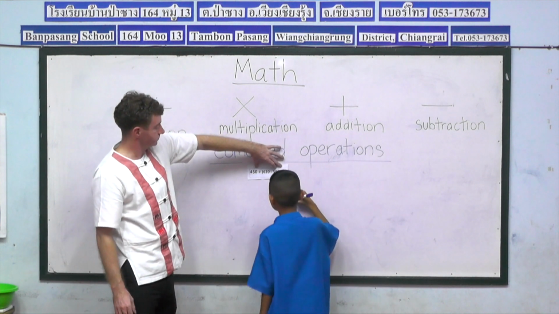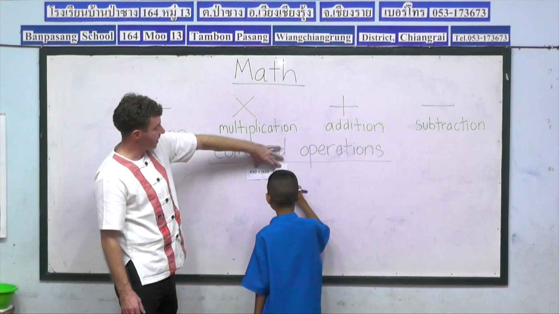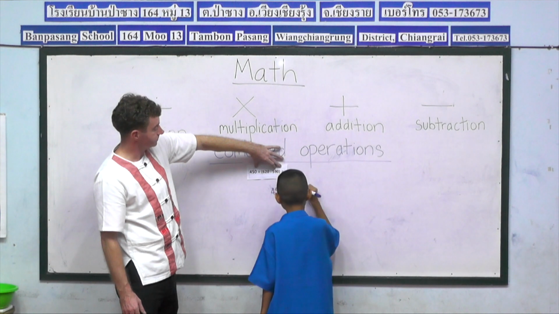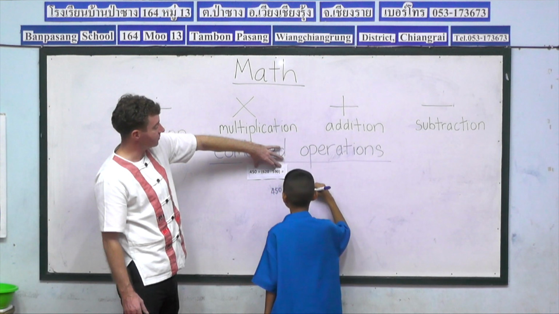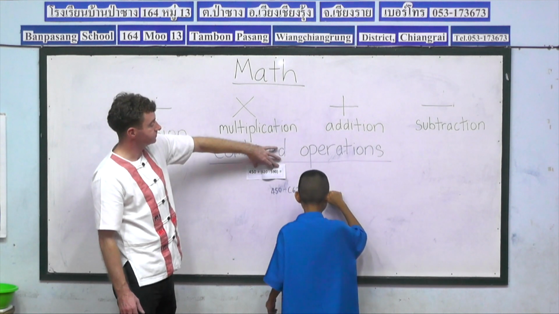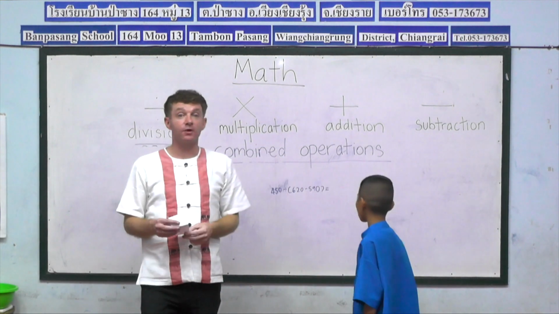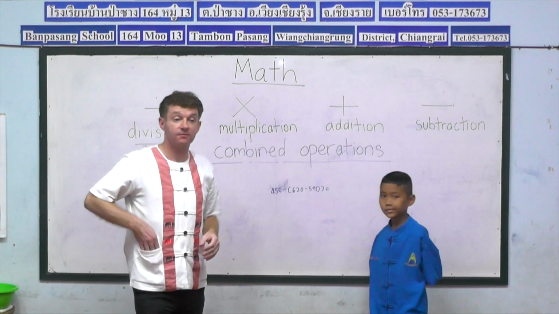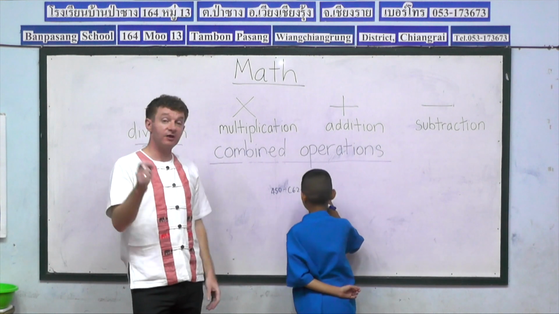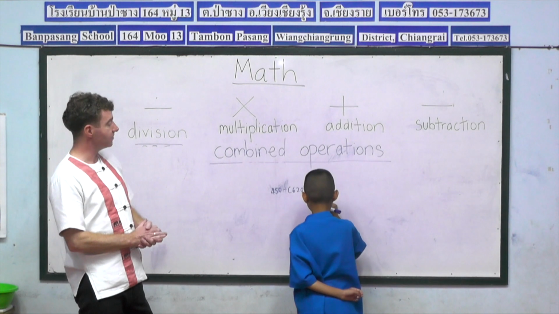450 divided by, open brackets, 620 minus 590, close brackets, equals. Excellent, Bangpon, well done. So guys, as always with combined operations, where do we start? We start in the brackets. So 620 minus 590.